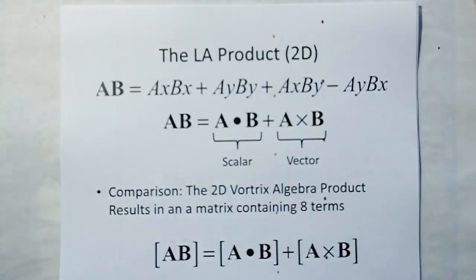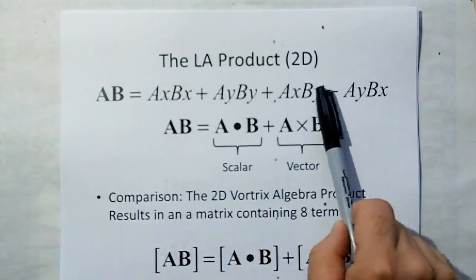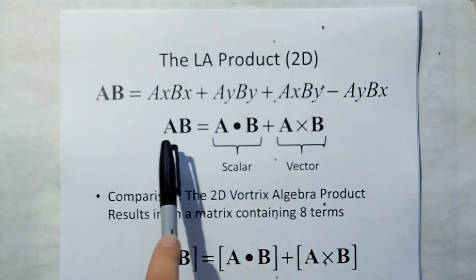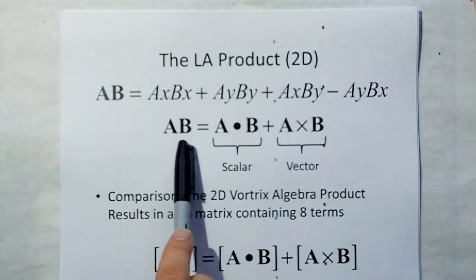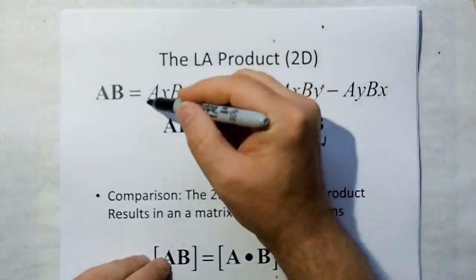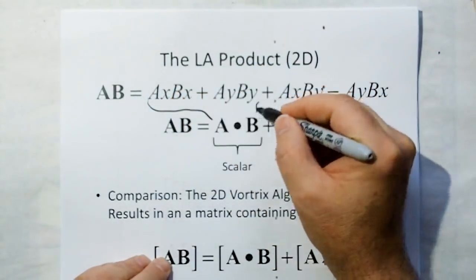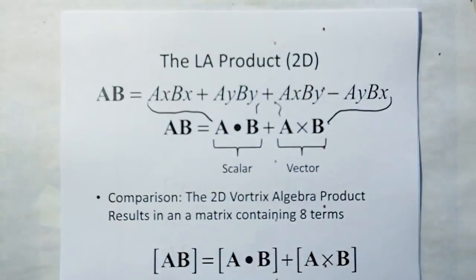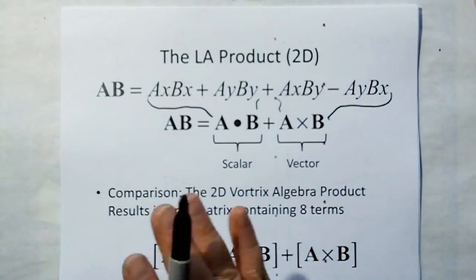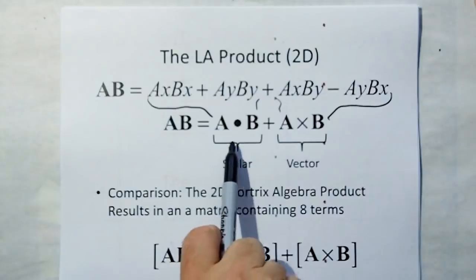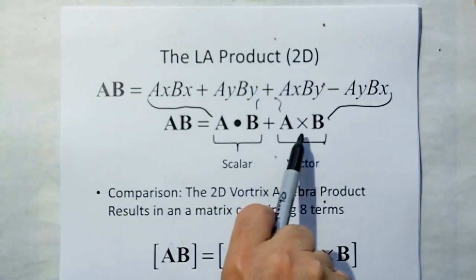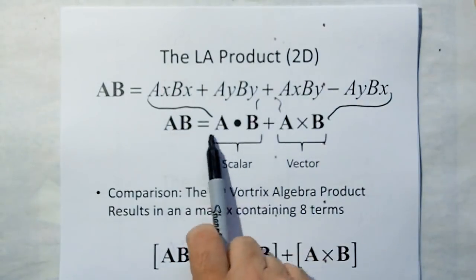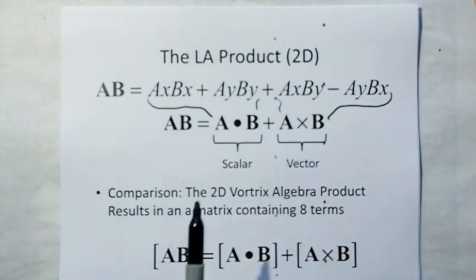And so the legacy algebra product in 2D, when we put in the sign convention, can be broken down into the product of a and b. This is the legacy dot product. This is the legacy cross product. So the legacy product for 2D algebra is the legacy dot product plus a legacy cross product. This produces a scalar, and this produces a vector.